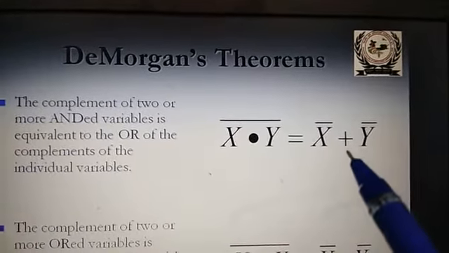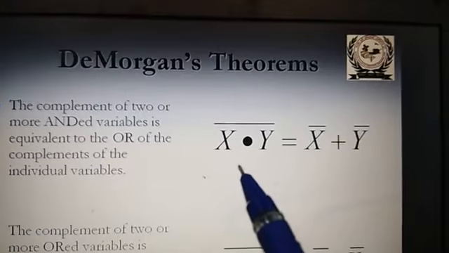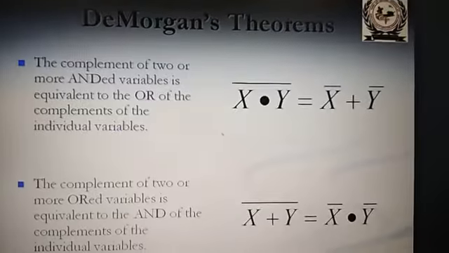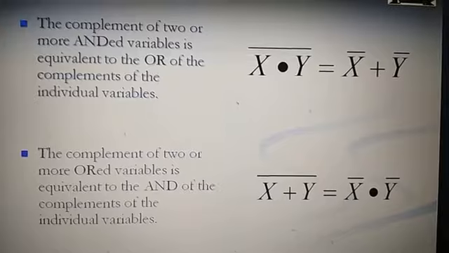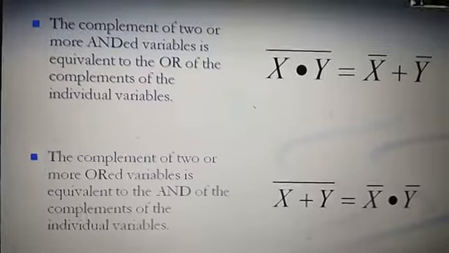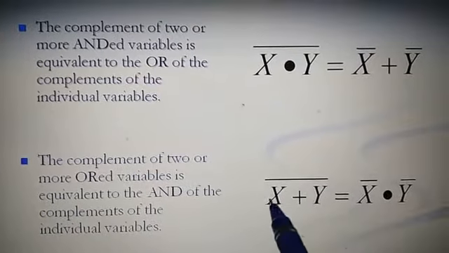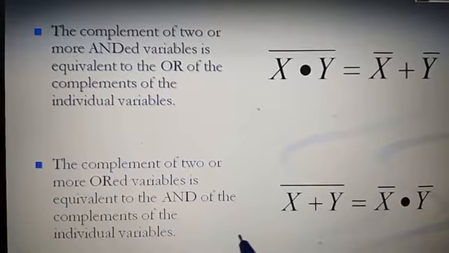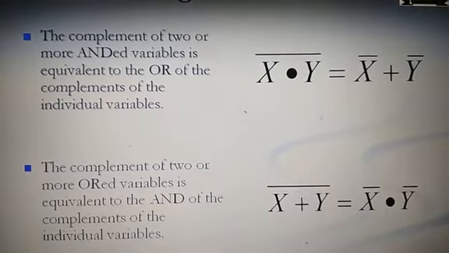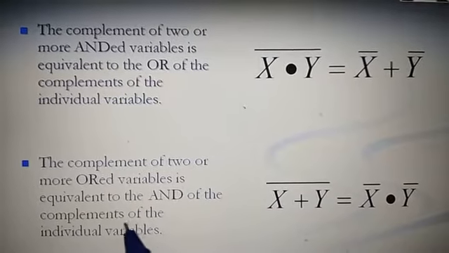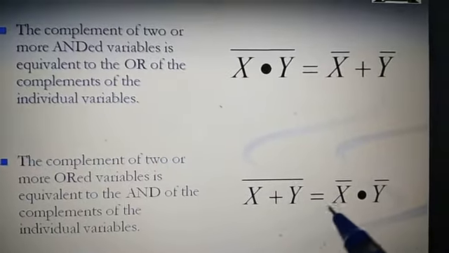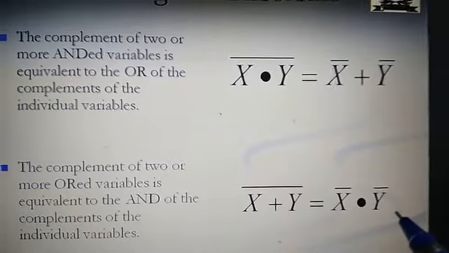Individual complement with OR. Whole complement with AND. This is called the first law, De Morgan's theorem's first law. Then the second law states the opposite of this one. The complement of 2 or more ORed variables. You can see x and y are ORed here and having the complement is equivalent to the AND of the complements of the individual variables. Here x plus y whole bar is equal to x bar dot y bar.